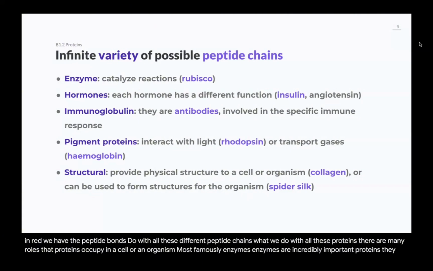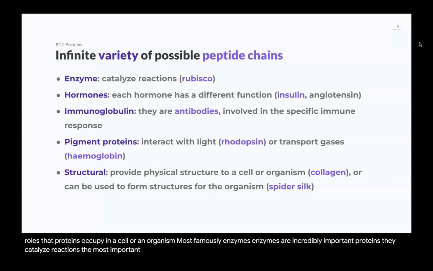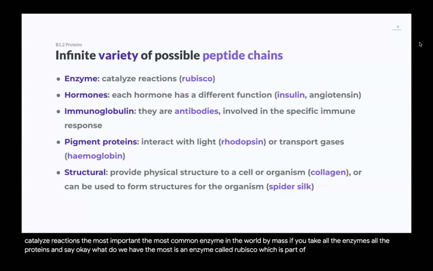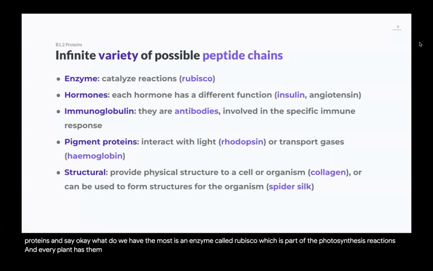They catalyze reactions. The most common enzyme in the world by mass, if you take all the enzymes, all the proteins, and say, okay, what do we have the most? Is an enzyme called rubisco, which is part of the photosynthesis reactions, and every plant has them. Every plant out there doing photosynthesis has tons of rubisco. But not only that, hormones.